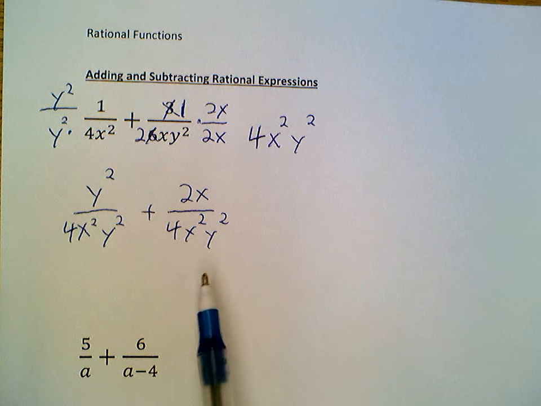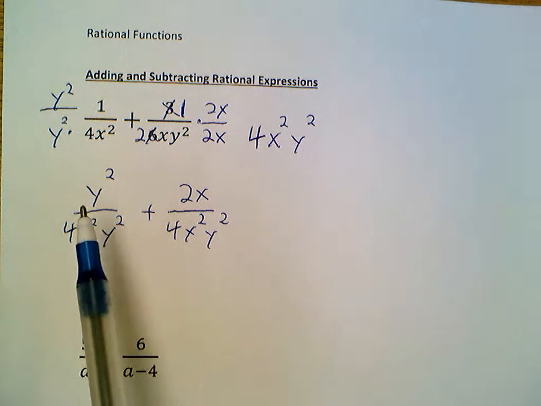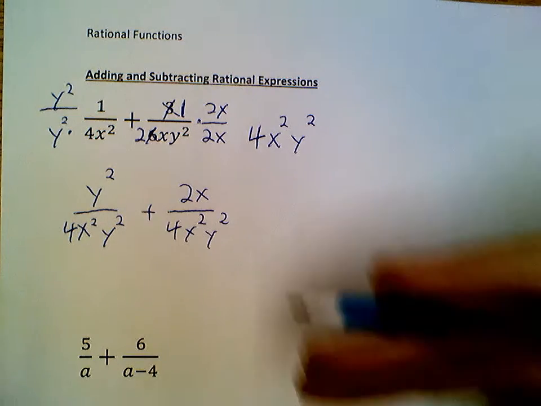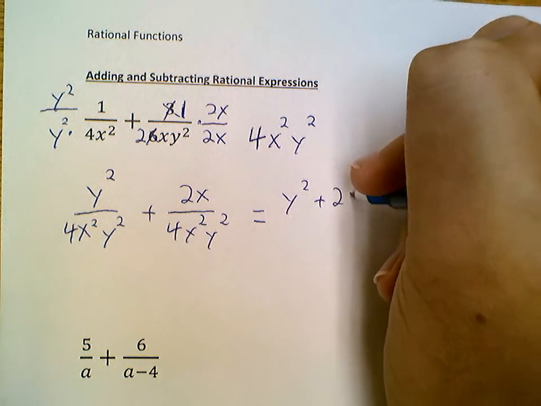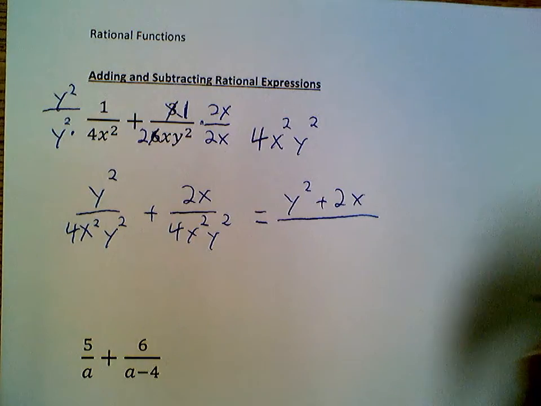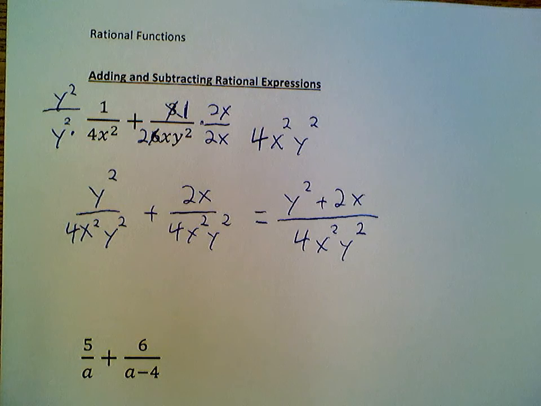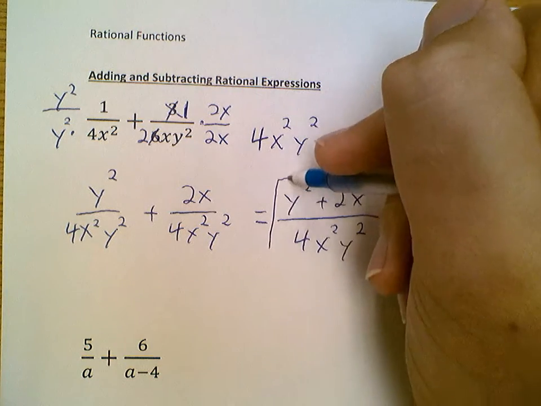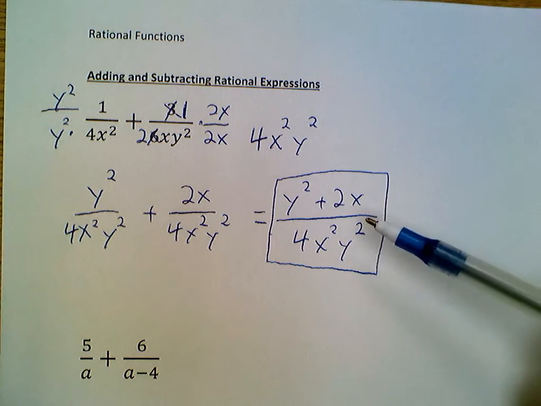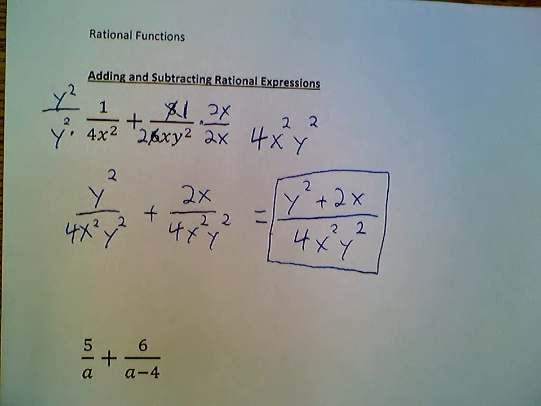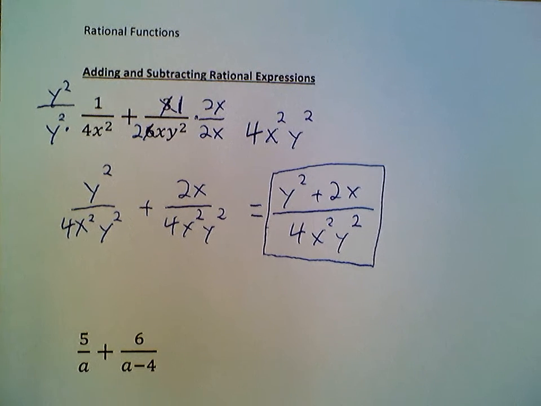So I end up with these two fractions. Now remember, when you add fractions, as long as they've got common denominators, which these two now have, I just add the numerators together and the denominator stays the same. So I end up with y squared plus 2x divided by 4x squared y squared. And that is as far as I can go because I can't factor the top at all or the bottom, so I can't cancel anything out. So I'm done. Moving on then to the next example.